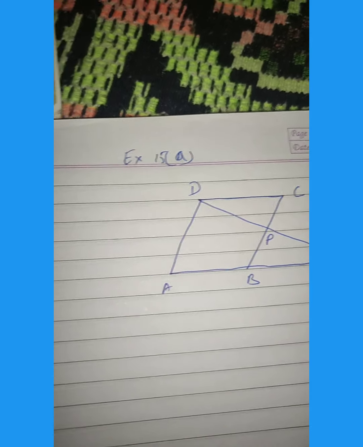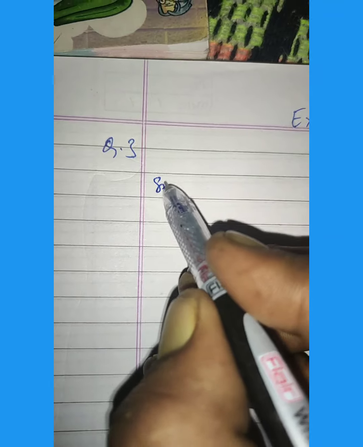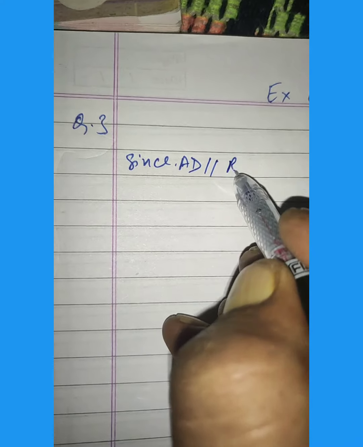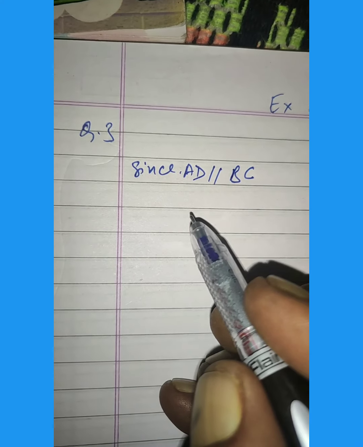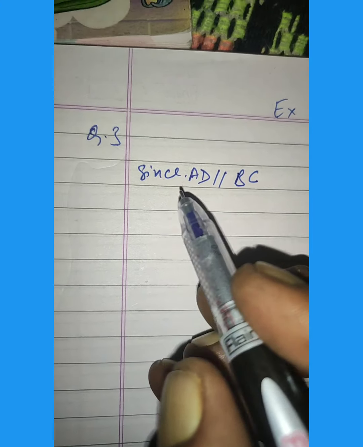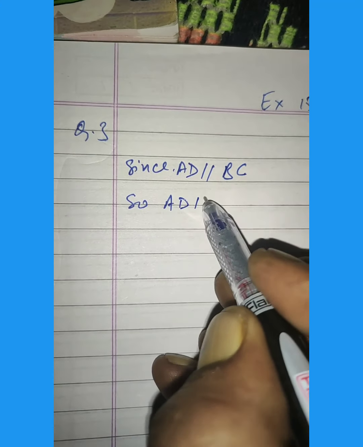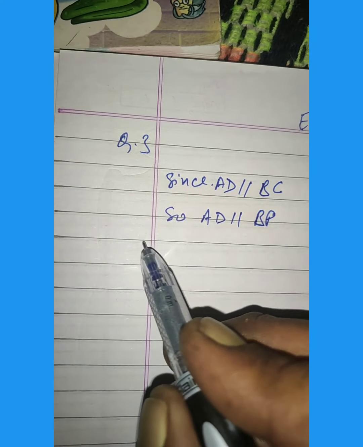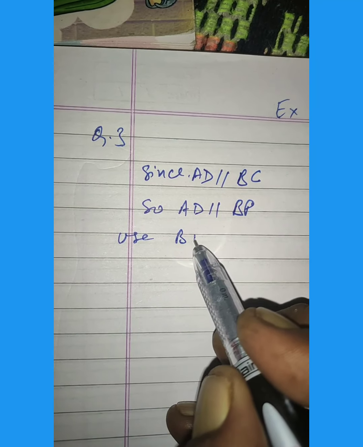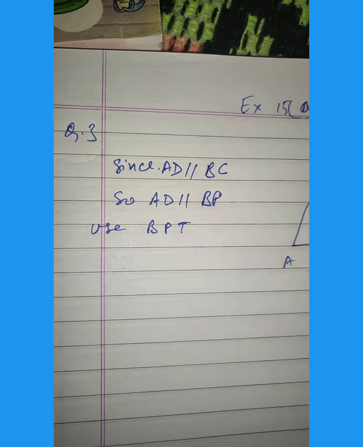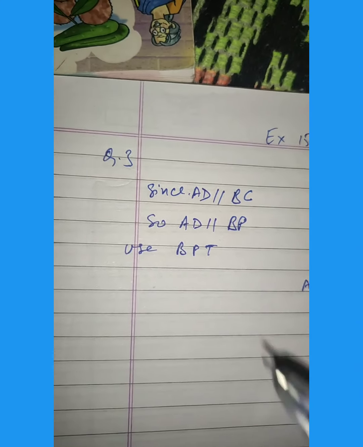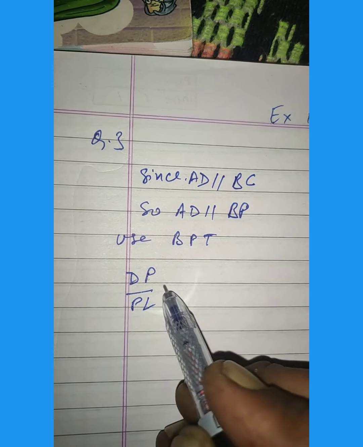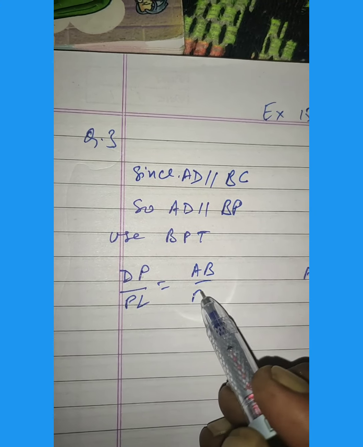So since AD is parallel to BC, AD is parallel to BP. So you can use here the BPT theorem. BPT means basic proportionality theorem. We get DP over PL is equal to AB over BL.